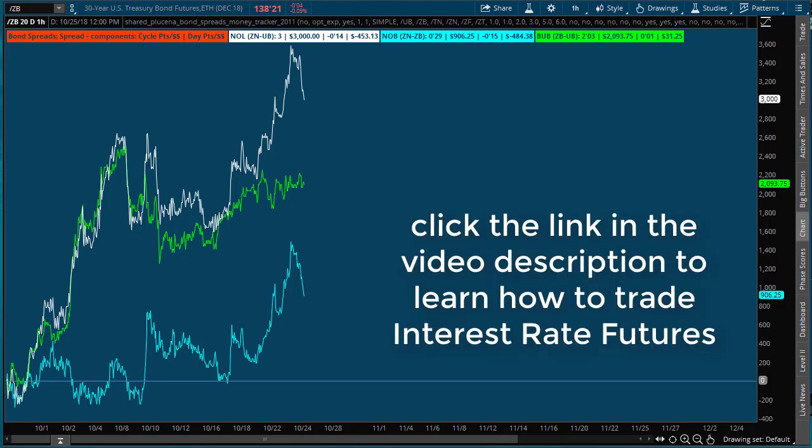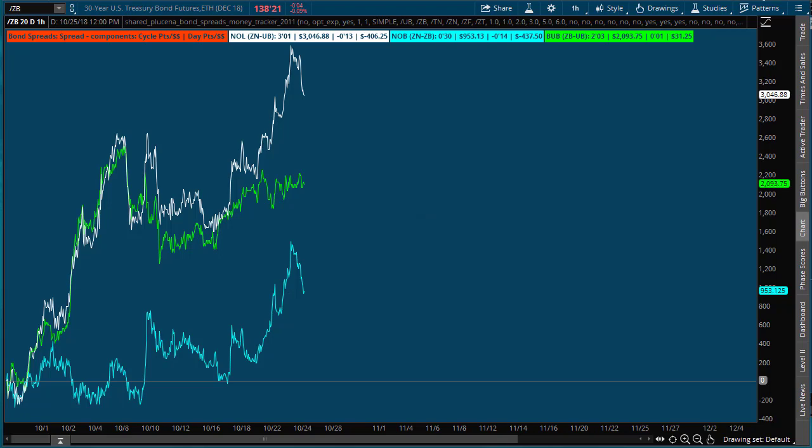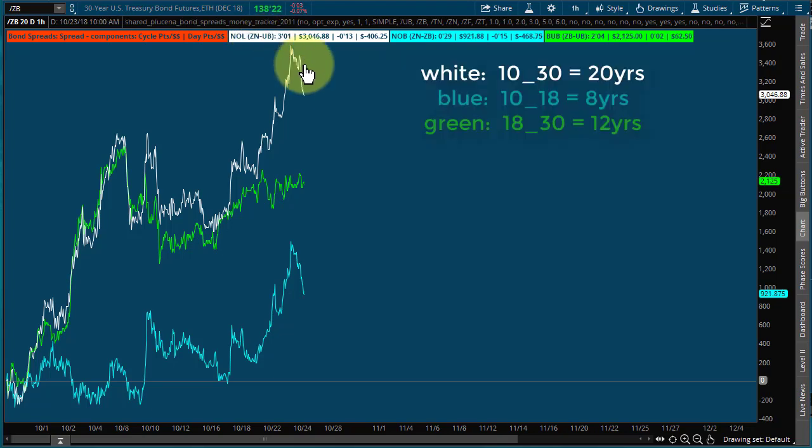In front of you, I have a little proprietary indicator that was designed for us. All this is showing is a white line, a green line, and a blue line. The white line is the 10-year future contract all the way out to the ultra future contract. The ultra future contract is 30-year plus. So the white line is looking at the difference between 30-year plus and 10-year, so it's like 20 years of duration. That's what the white line is.